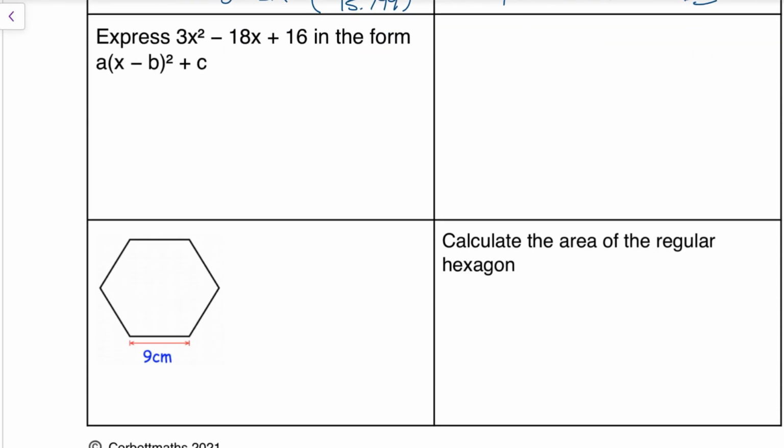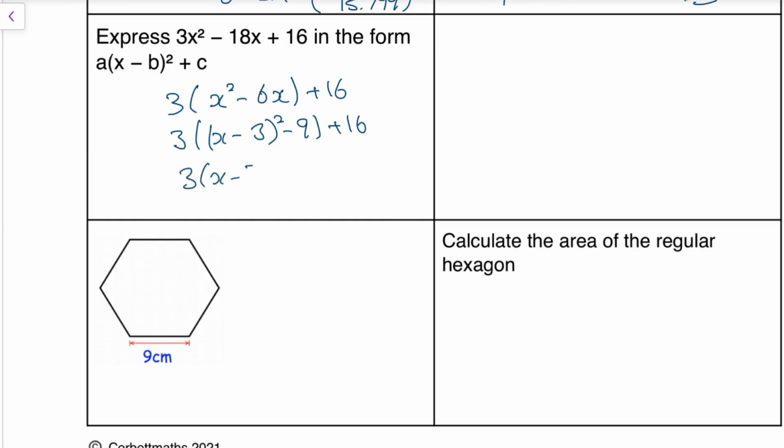Next question. All right, so having done a really difficult one, this is a pretty straightforward textbook question, isn't it? So I'm going to factorise out the 3. Now your teacher might do this slightly differently, but I take the 3 outside first and just leave the 16 on its own over there. Then I factorise inside the bracket, so that's going to be x minus 3 squared minus 9 plus 16. And then I expand the bracket, so that's going to give me 3 times (x minus 3) all squared. 3 times minus 9 is minus 27, plus 16 is going to give me minus 11. And so my final answer is going to be 3 times (x minus 3) all squared minus 11.